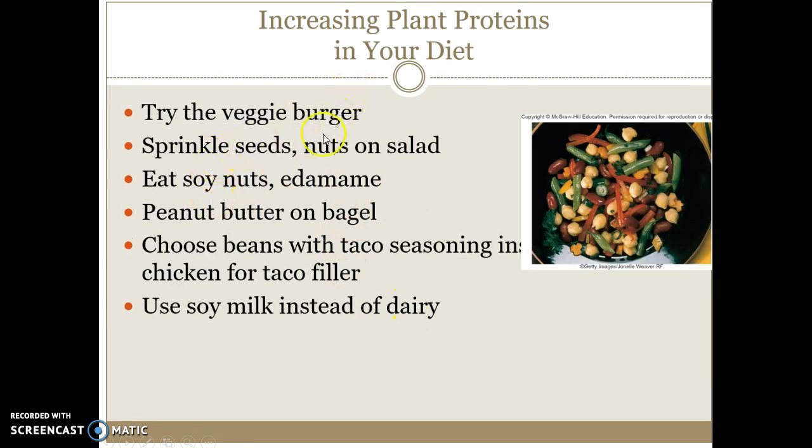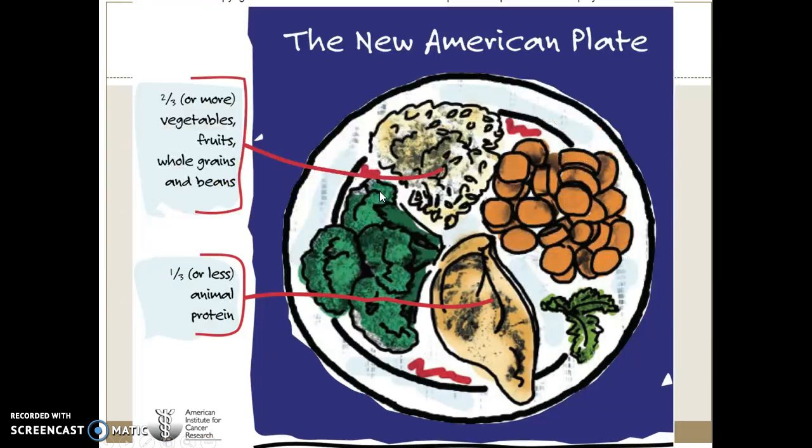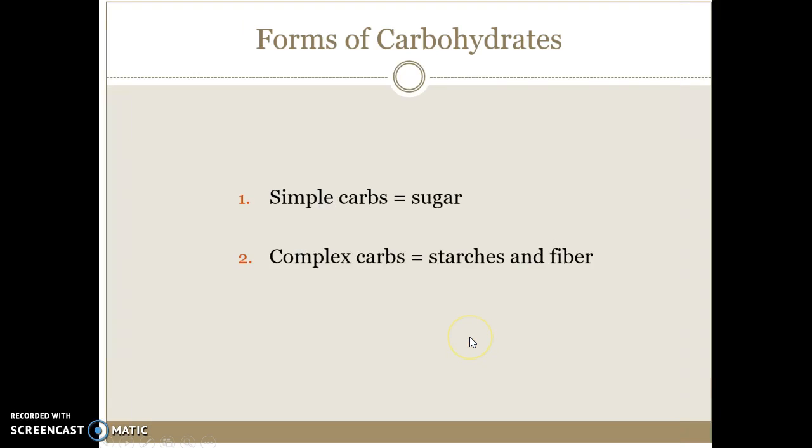So we can increase plant proteins in this way: adding peanut butter, using soy milk, adding beans to our taco, putting seeds in our salad. Those are ways to increase the protein. Here is one of the recommendations. The American Institute for Cancer Research recommends that we increase our vegetables and whole grains and beans, and then we eat less animal protein. So think about half your plate being fruits and vegetables instead of half your plate being meat.